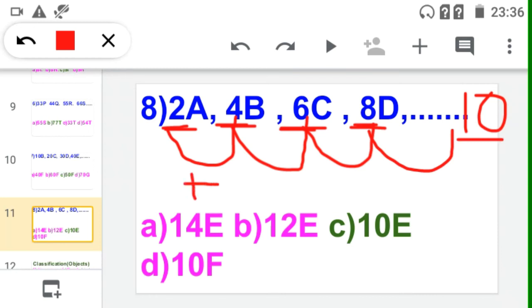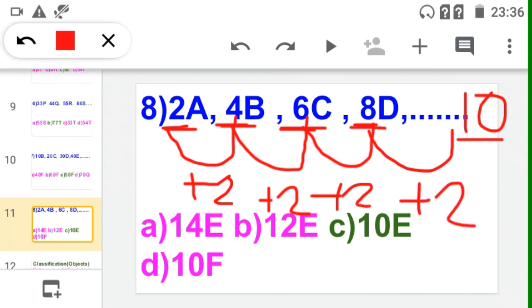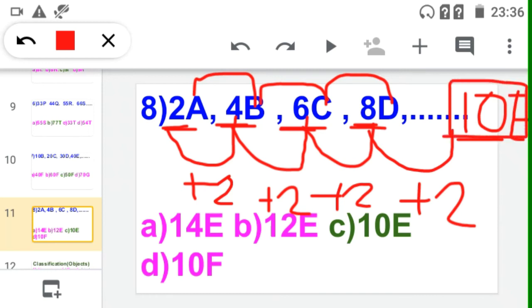And again, if you add 2 to 2, you will get 4. If you add 2 to 4, you will get 6. Like that only. If you add 2 to 6, you will get 8. If you add 2 to 8, you will get 10. So now you got 10 in the fifth term. So now see the alphabet. After A, B is there, after B, C is there, after C, D is there. Then after D which alphabet will come? Yes, after D, E should be there in the fifth term. So your answer is 10E. So where is 10E in the options? It is in the C option. Understood?